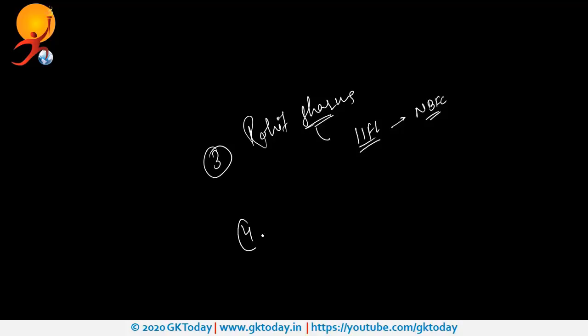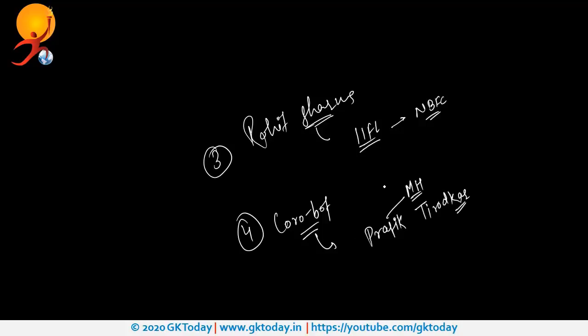Next news is related to Corobot. So this is world's first internet controlled robot, and the name of this robot is Corobot, and it has been developed by a Thane based engineer Pratik Tirodkar. Thane is in Maharashtra. So this is world's first internet controlled robot. Next news is related to Ananya. So this Ananya is a nanotechnology based disinfectant spray to fight COVID-19, and it has been developed by DIAT.